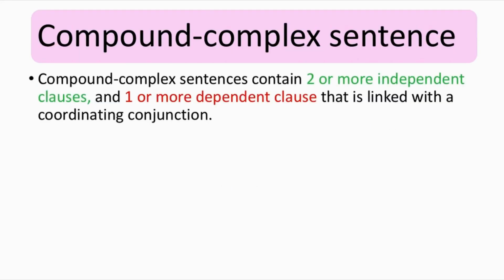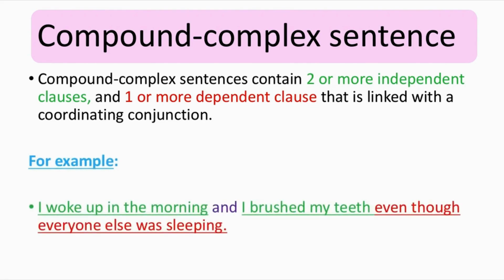Compound complex sentences contain two or more independent clauses and one or more dependent clauses that are linked with a coordinating conjunction. For example, I woke up in the morning and I brushed my teeth even though everyone else was sleeping. Here we can see the independent clauses and the dependent clause.